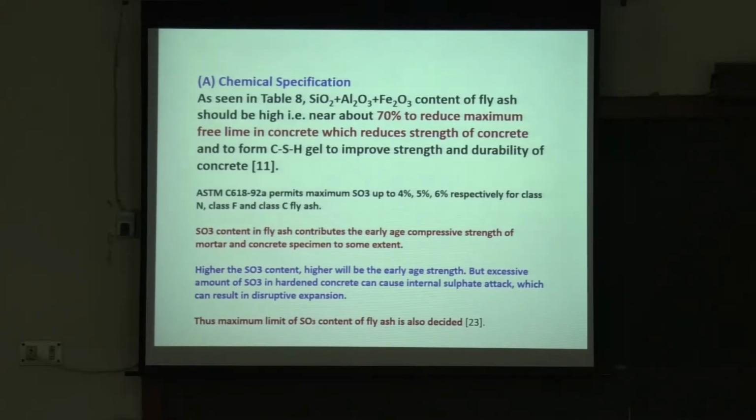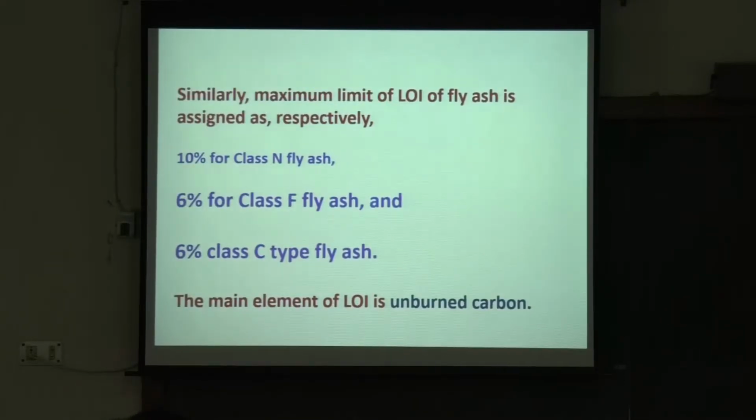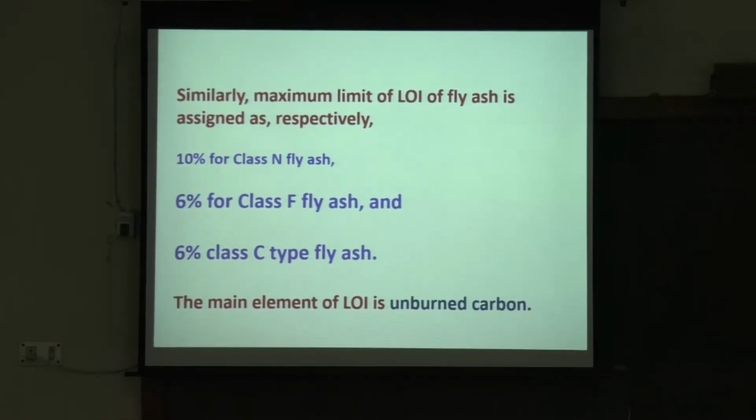The maximum limit of SO3 content of fly ash is also decided. Similarly, the maximum limit of LOI of fly ash is assigned as previously. So 6% for class F and 6% for class C. And for the normal N-type, it goes up to 10%. And the main element of LOI is unburnt carbon.